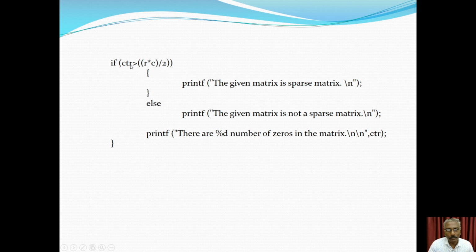For example, if you are giving a 3 by 3 matrix, then r into c gives 9 elements. 9 divided by 2, you are going to get the value 4. So if the counter 5 is greater than 4, then it will be called a sparse matrix. Else it is not a sparse matrix.